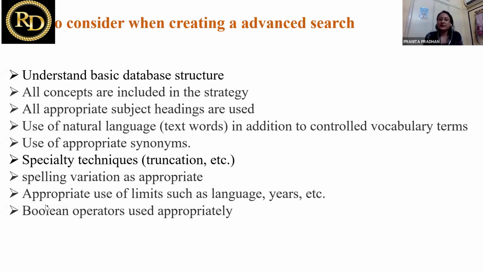Specialty techniques like truncation: in advanced search, we also use truncation. So specialty techniques we can also use. Spelling variation as appropriate. In some words there is a spelling variation, like pediatric, we can write PAEDIA or we can also write PEDIA. That type of thing we need to consider while we are doing advanced search. And appropriate use of limits such as language, years, etc. Boolean operators used appropriately. So when we do the advanced search, all these things need to be taken into consideration.